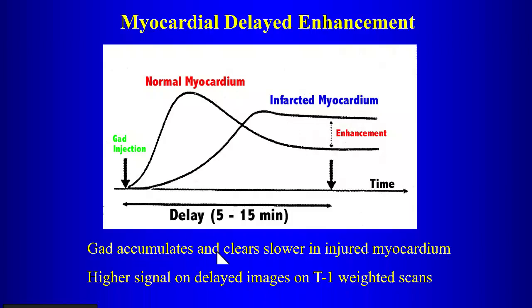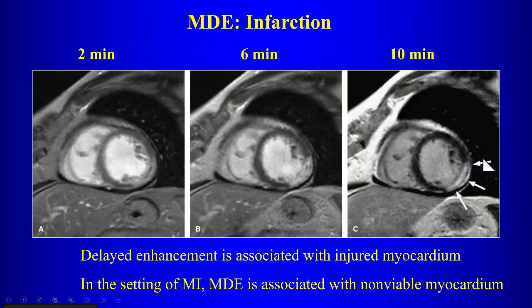So gadolinium accumulates and clears slower in injured myocardium compared to normal myocardium, and that means that we will have higher signal on delayed imaging on T1 weighted scans. So here's an example, somebody with infarction over here on this short axis view, okay?